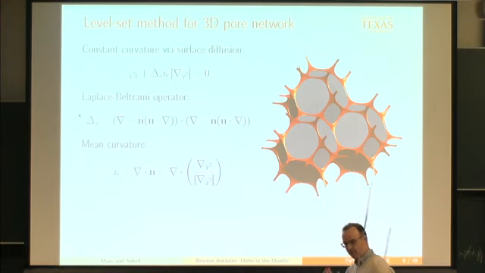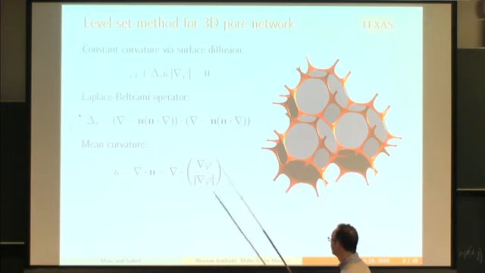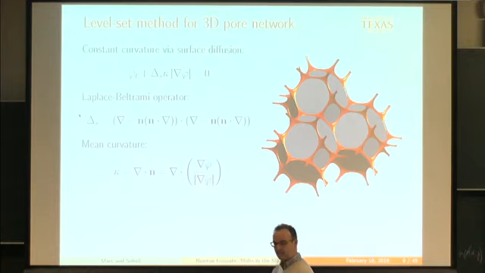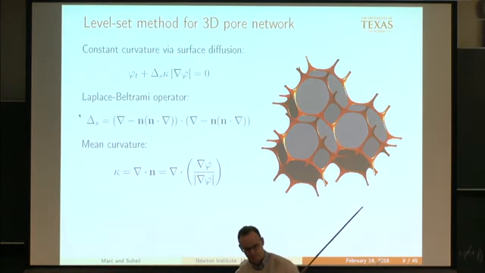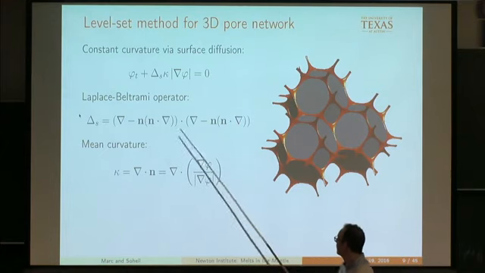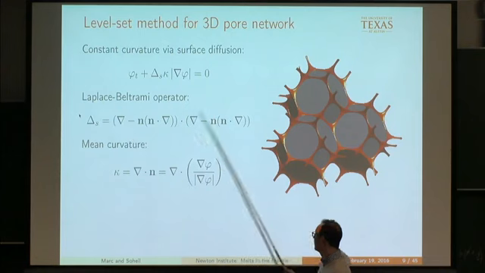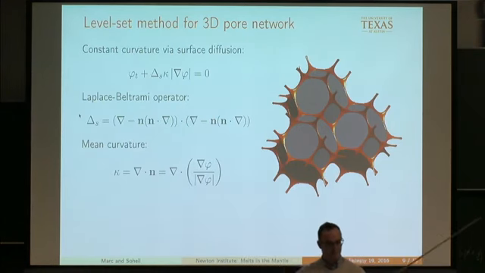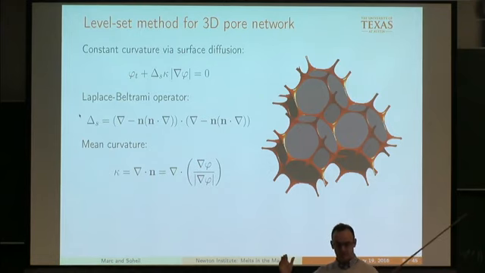And what we want is we know that it needs to be constant curvature, okay? And there's several PDEs that evolve a level set to constant curvature. One would be, for example, a curvature-driven flow. And it's also known that surface diffusion, which is this operator here, will also evolve your level set to constant curvature. Now we only care about the steady state.